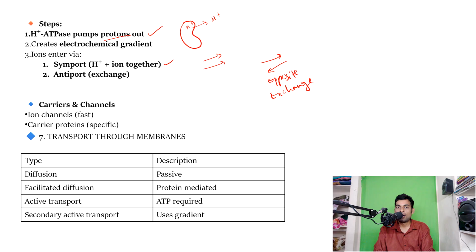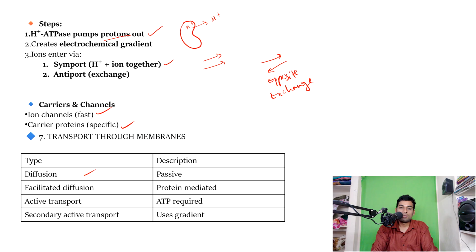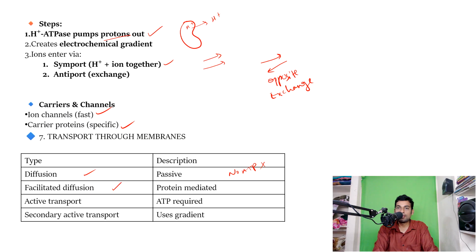Carriers and channels. Ion channels work fast. Carrier proteins are specific for specific molecules. The seventh point is transport through membranes. Here we learn which are passive and which are active. The first one is diffusion. Diffusion is passive. It happens from high concentration to low concentration. Here energy is not required. The second one is facilitated diffusion. It is protein mediated, so some specific proteins are involved here.